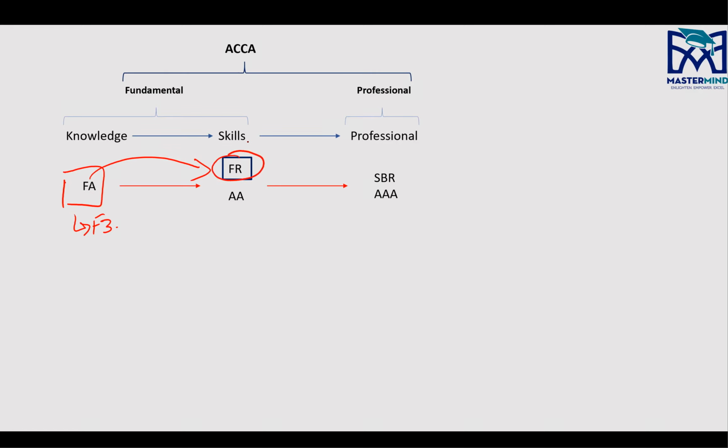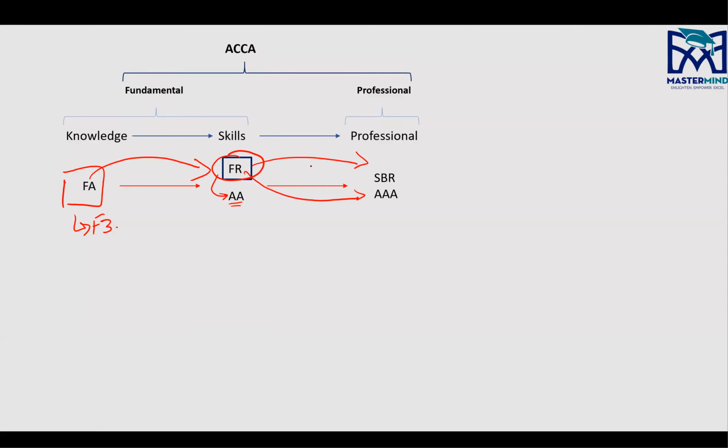The skills and knowledge that you acquire in FR help you in AA as well, which is your audit and assurance. For those who have already given the audit and assurance paper, you probably know that the reporting standards are tested in audit and assurance, right? And then obviously, FR helps you in SBR and in AAA. SBR is your strategic business reporting, which is your professional level's essential paper, right? And AAA is your advanced audit and assurance, if you want to opt for this paper, right?